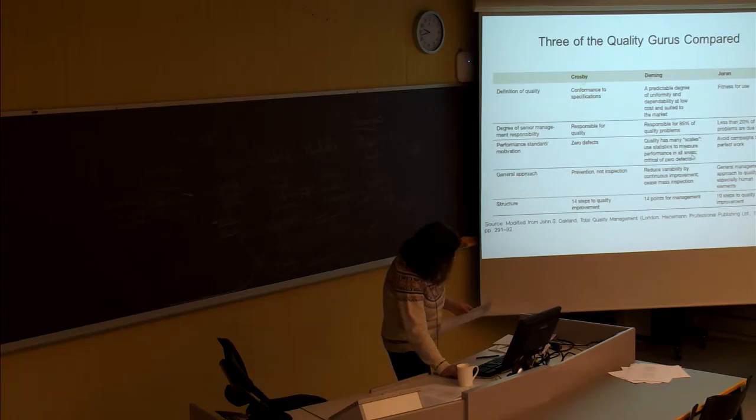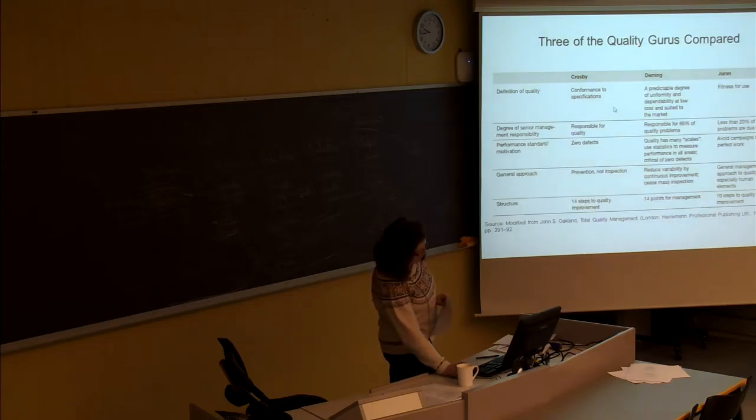Then Juran came up with this idea in 1947. He also gave lectures in Japan about management responsibility and understanding value research. He says quality is a predictable degree of uniformity and dependability at low cost that suits the market. He introduced the idea of low defects, critical and skilled defects, and reduced defects through continuous improvement. So his idea was continuous improvement, and this kind of influence.